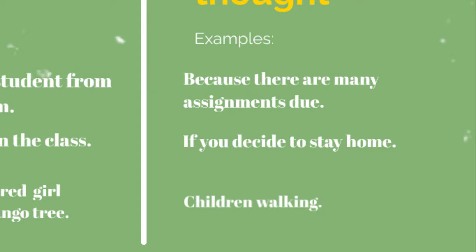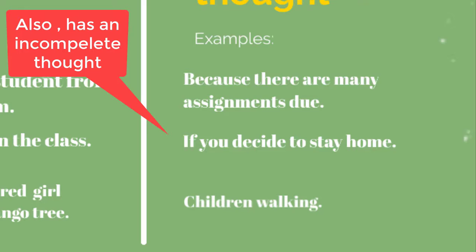Example number 2 says, if you decide to stay home. This group of words is also a fragment because it lacks the complete thought. There is a subject, yes, there is a verb, but where is the complete thought? It says if you decided to stay home, yeah, what happens if you decided to stay home, right? There's something missing there, and that is what we call a complete thought.